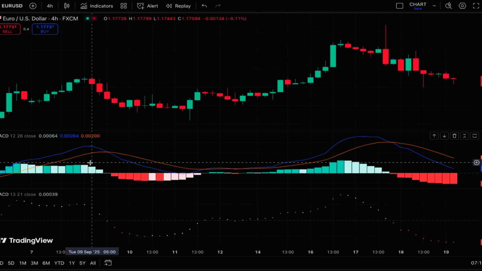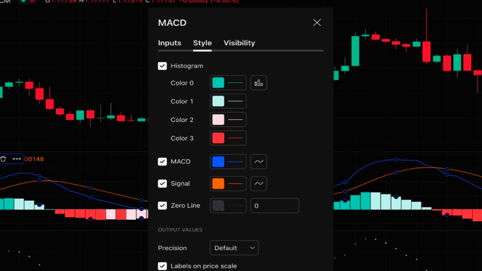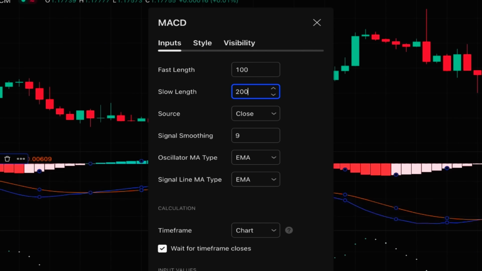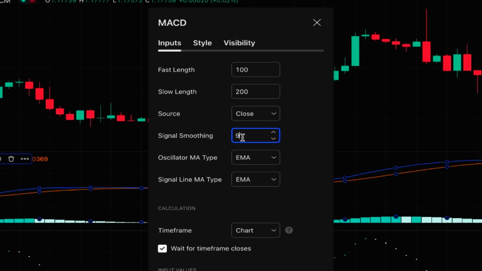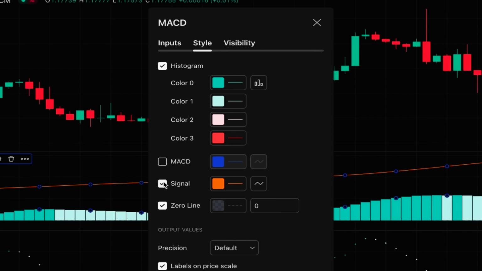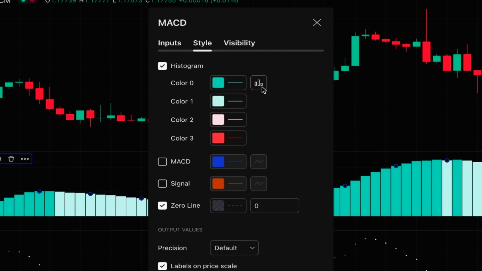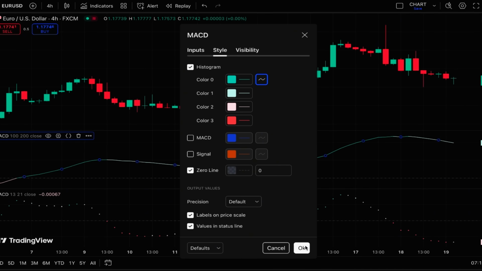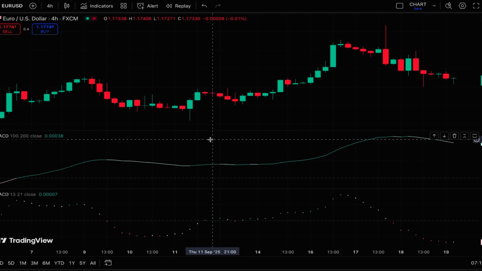And for this MACD, we go to the settings of MACD. And first here in the inputs tab, for the fast length, we set it at 100. For the slow length, we set it at 200. And for the signal smoothing, we set it at 50. And then in the style tab, we remove MACD line and signal line. And for the appearance of the histogram, we set it at line. Alright, we're done with the settings of the second MACD, and now we should combine them.